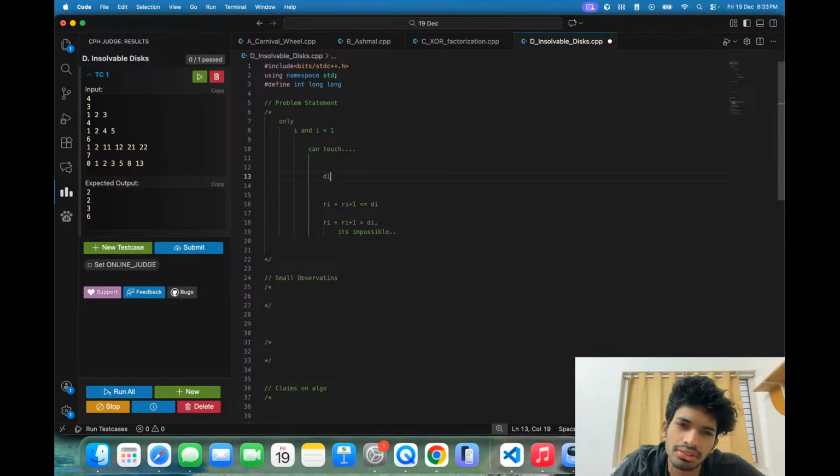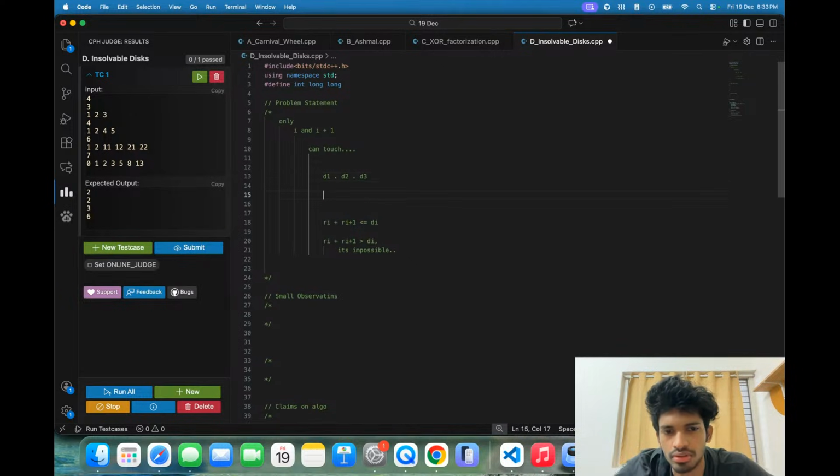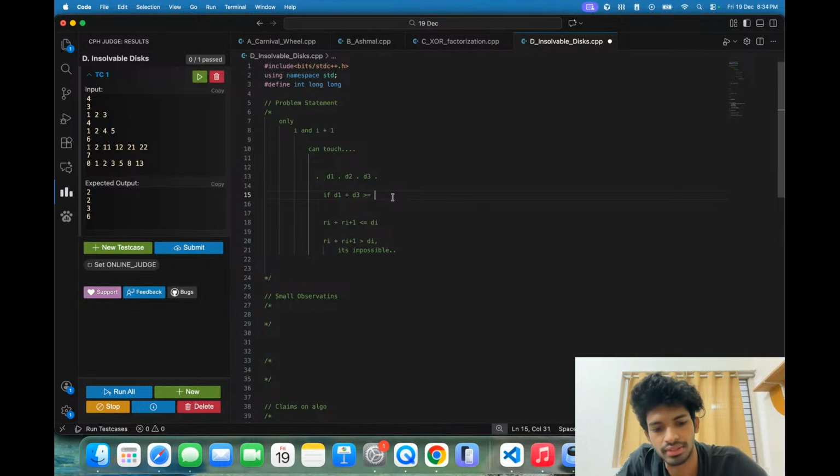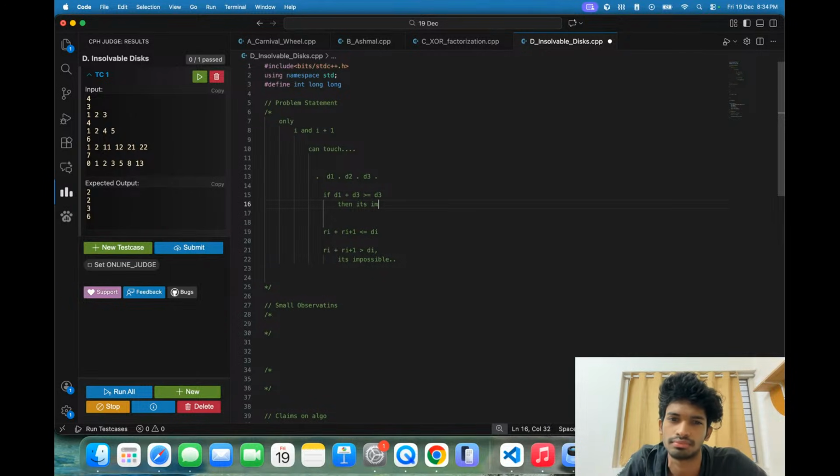Let this be d1, d2, d3. Okay, you have two centers here. If d1 plus d2 is greater than or equals to d3, d1 plus d3 greater than or equals to, you have centers like this. Let's say, okay, if d1 plus d2 greater than or equals to d3, then it's impossible.